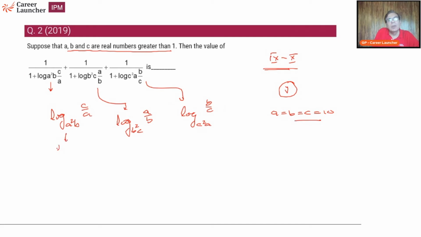This becomes log of base 100 of 10 by 10, which is 1. 1 is nothing but 100 to the power 0. So what is this? This is nothing but 0. Similarly, this will be 0 and this will be 0. So what is the answer going to be? 1 plus 1 plus 1, 3.